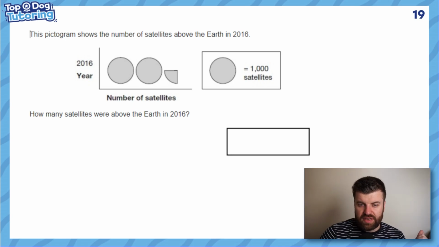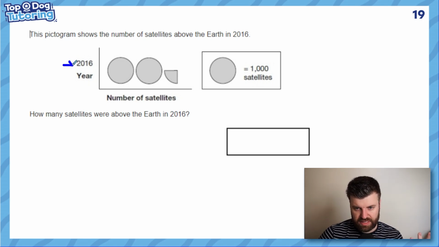So this one's from the 2019 paper. Let's have a look. This pictogram shows the number of satellites above the Earth in 2016. So we have that labeled here. 2016 is the year. Number of satellites, and we're given a key. The question is very straightforward this time. How many satellites were above the Earth in 2016? We have to convert this picture into a number. How do we do that?